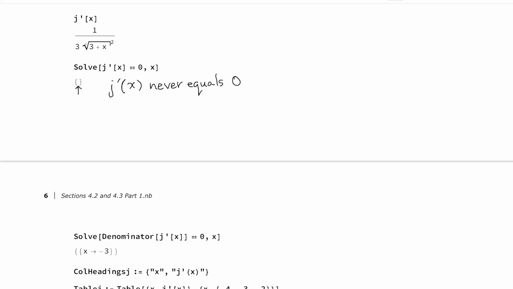However, I remember that to find critical numbers, I want to find not only where the derivative equals 0, but where it's undefined. Where this fraction will be undefined is where its denominator is 0. So I use the solve command on the denominator of j prime and set that to 0, and I get x equal -3. So this is a critical number, or we sometimes say critical point. They're interchangeable.